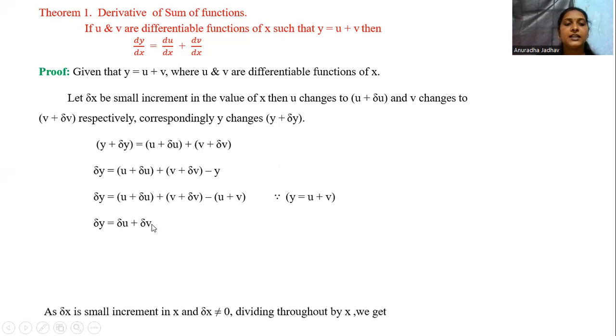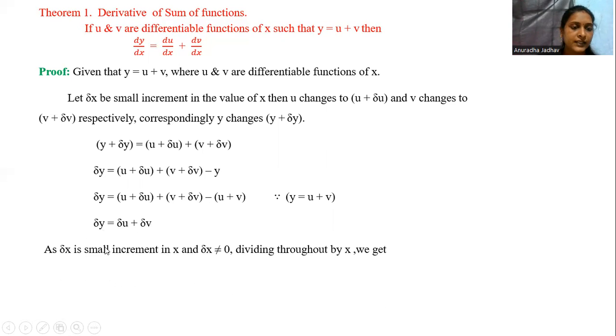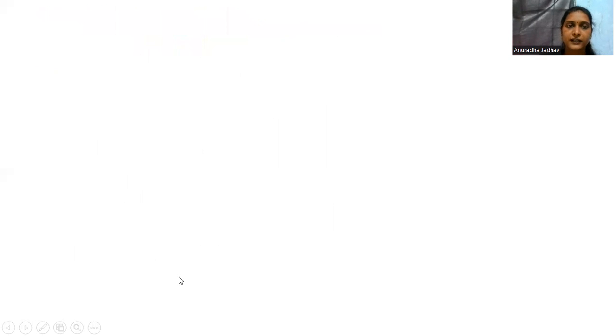Then dividing, here delta x is the small increment in x, म्हणजे delta x ही x मधली small increment आहे, ती व्हॅल्यू 0 नाहीये. जर ही व्हॅल्यू 0 नाहीये तर आपण थ्रू आउट इक्वेशनला डेल्टा एक्स ने काय करू शकतो, डिवाइड करू शकतो. इथे डेल्टा एक्स हवंय, प्रिंटिंग मिस्टेक आहे. Then we get delta y upon delta x is equal to delta u upon delta x plus delta v upon delta x. Then take the limiting value as delta x tends to 0 on both sides.